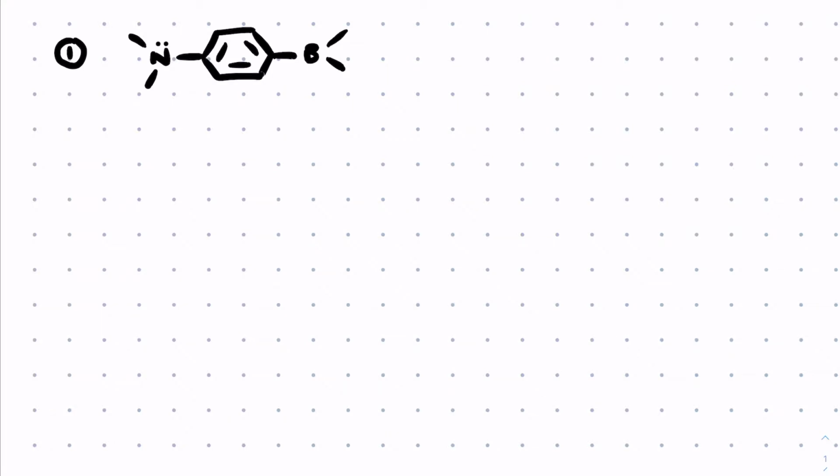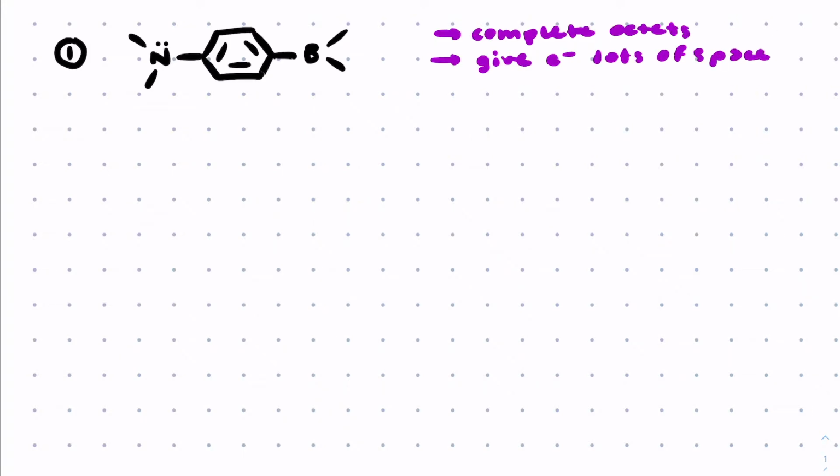Remember that our goals in resonance are, number one, to complete as many octets as possible. So complete octets. And we want to give electrons lots of space. The reason why electrons like to be in resonance is because it gives them more space to run around. They don't have to be squished and confined onto one molecule or one atom.